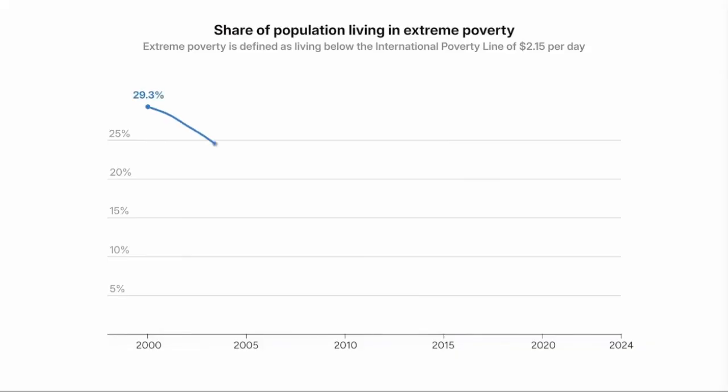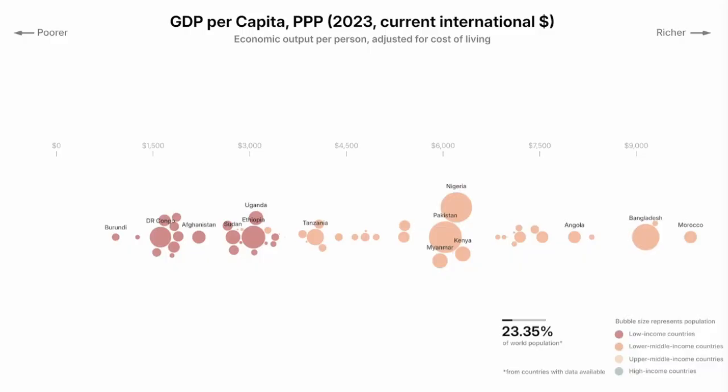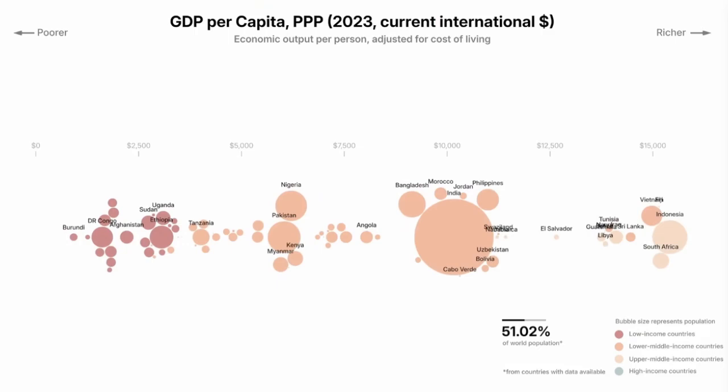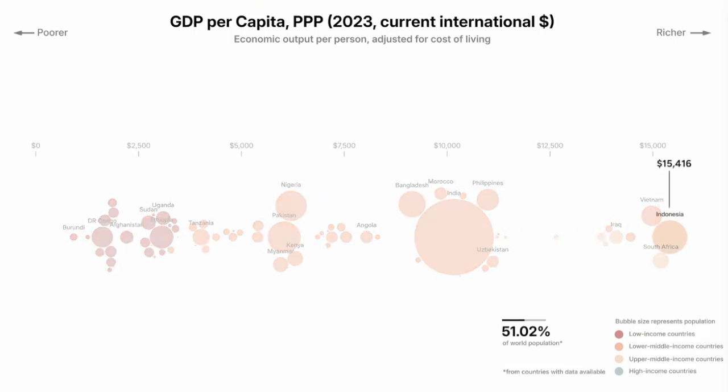In 2000, 29% of people lived in extreme poverty. Nowadays, that percentage has fallen to less than a third. In a single generation, billions transitioned out of poverty. And while that was happening, another quiet transformation took place. Let's keep adding countries until we reach half of the world's population.